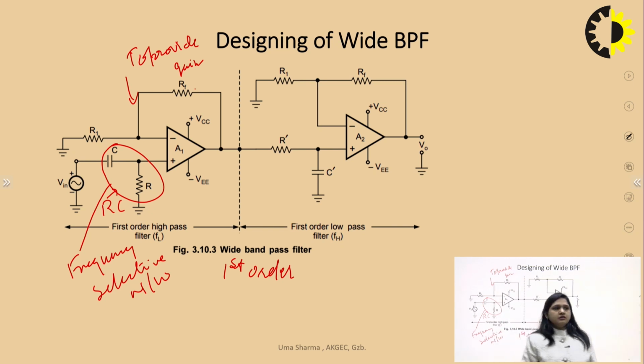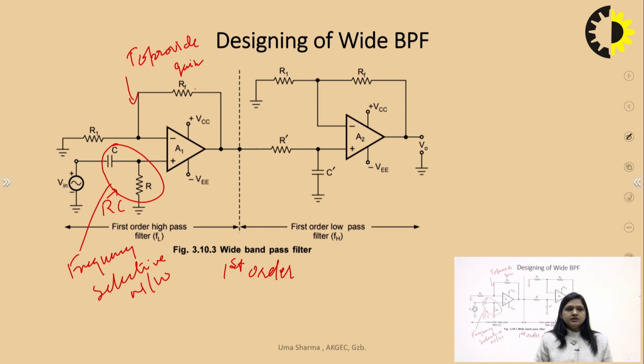So we can achieve any gain with the help of RF and R1, and the other section will provide the frequency selection. So the cutoff frequency depends on the values of R and C, and the gain depends on the values of RF and R1. So this is the design of the first order wide band pass filter.